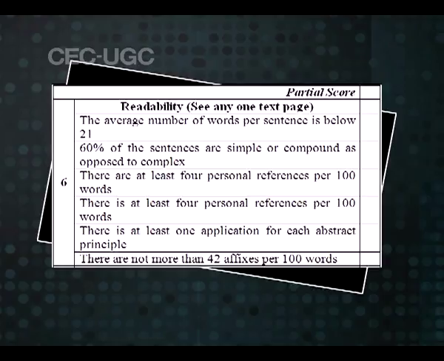60% of the sentences are simple or compound as opposed to complex. There are at least 4 personal references per 100 words. There is at least one application for each abstract principle. There are not more than 42 affixes per 100 words. Again, we will calculate the partial score of this item.